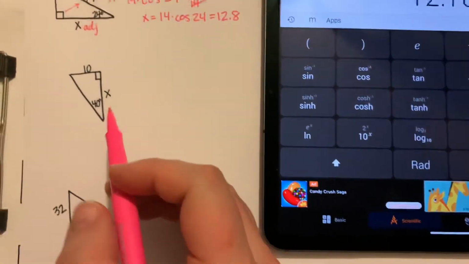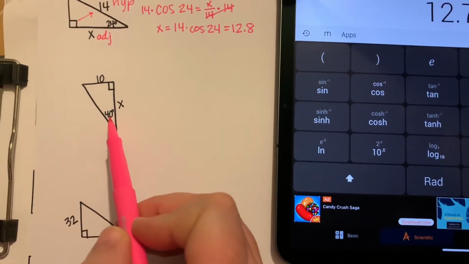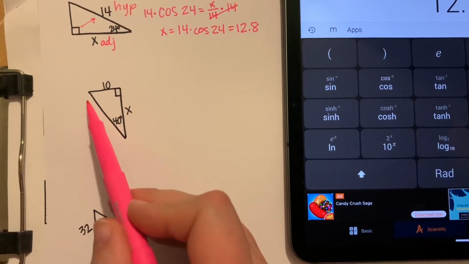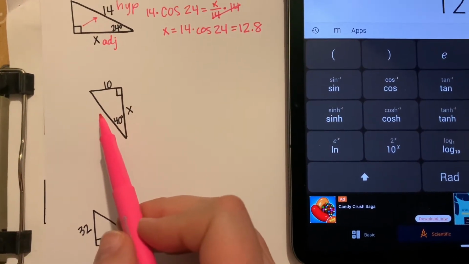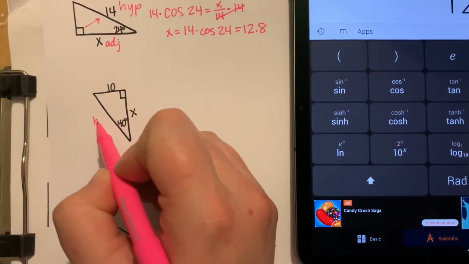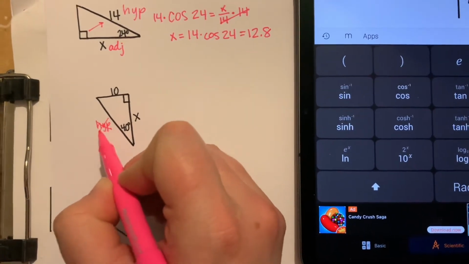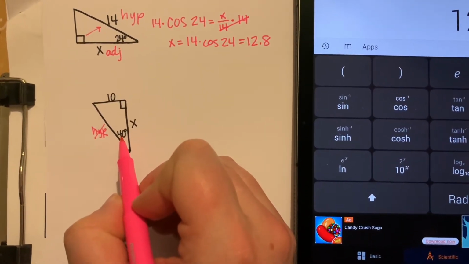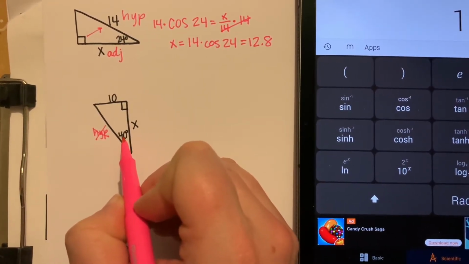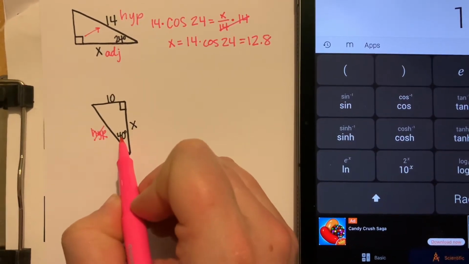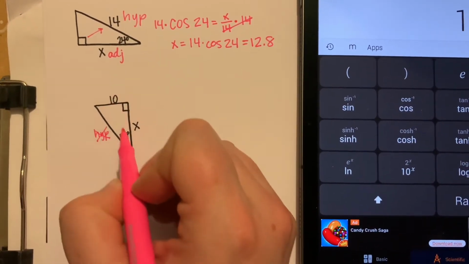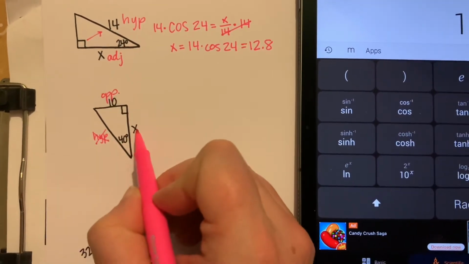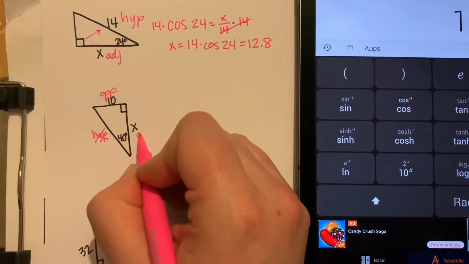Okay, here's the next one. I have this angle that I'm given, so that's what I'm going to base everything off of. I don't know the hypotenuse. I'm not trying to find the hypotenuse, so I'm not worried about that. You can label it if you want, but you don't need that. The other two sides I know are my opposite and my adjacent. This is on the opposite side from that angle, so this is opposite. And this is right next to it, so this is adjacent.